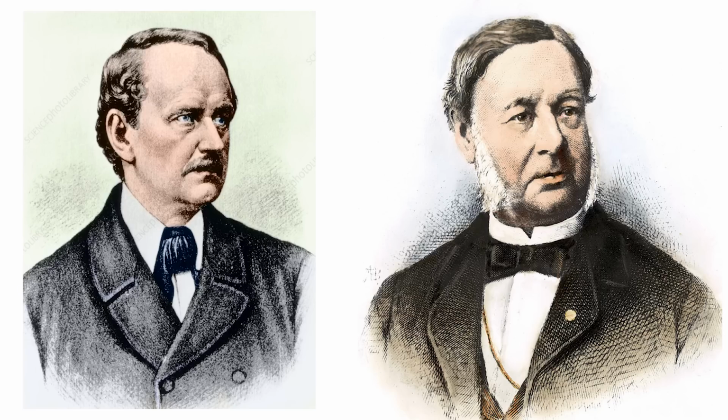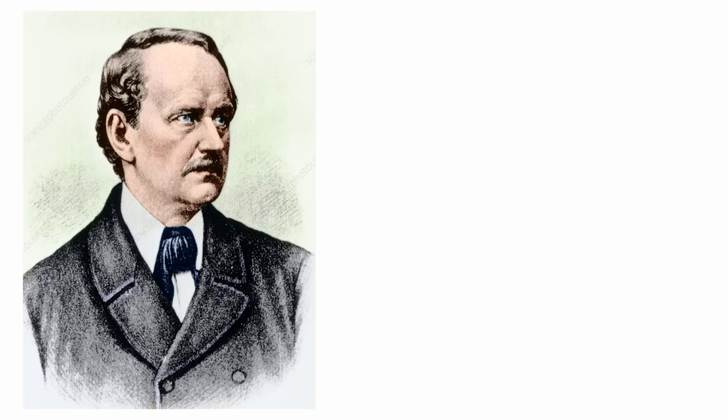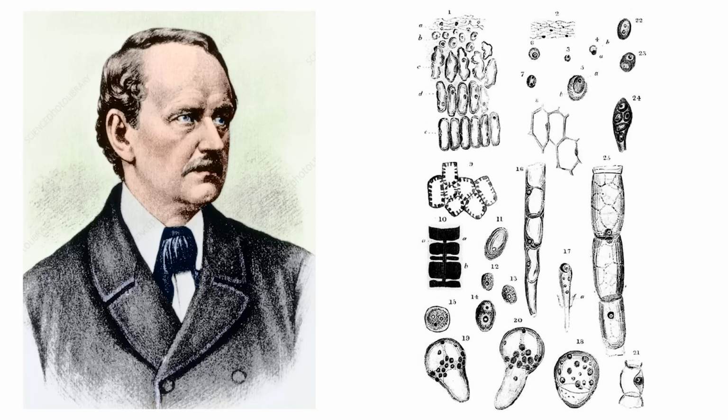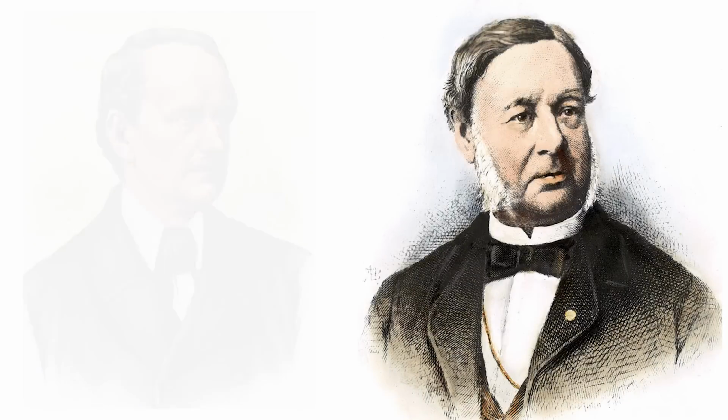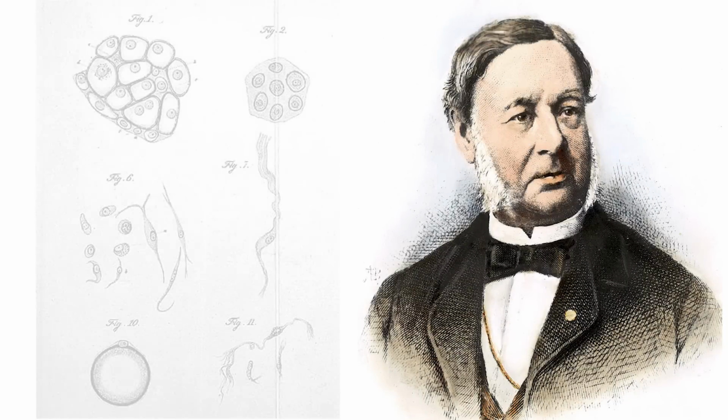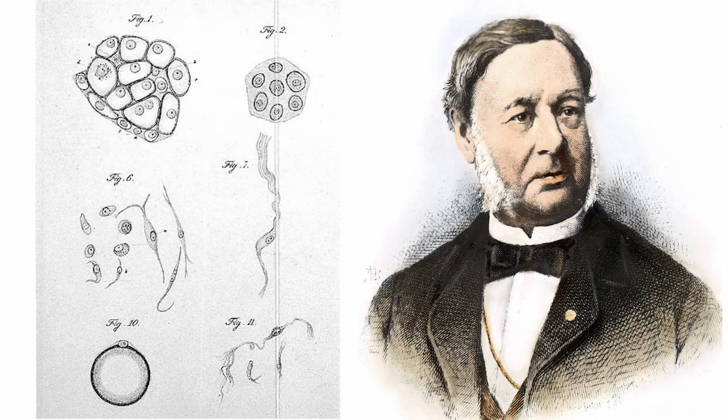Skipping forward over 150 years to the 1830s, two German biologists were on the verge of a breakthrough. Matthias Schleiden, a botanist, was noticing that every plant that he observed under a microscope was made of cells. And at the same time, Theodor Schwann, a zoologist, was noticing that every animal he observed under a microscope was also made of cells. Together, they developed a new unified theory about cells that's still accepted to this day.